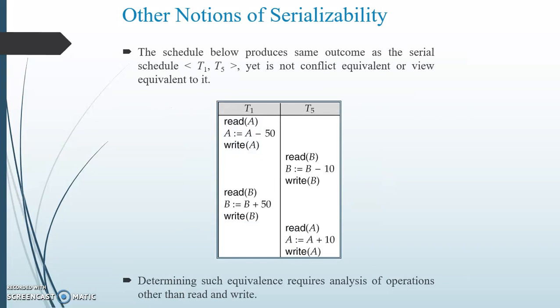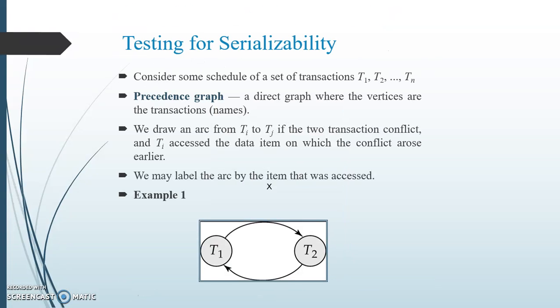The schedule below produces the same outcome as a serial schedule T1 T5, yet it is not conflict equivalent or view equivalent to it. Determining such equivalence requires analysis of operations other than read and write. Testing of serializability considers some schedule of a set of transactions T1, T2, ..., Tn. A precedence graph is used to test for serializability. It is a directed graph where the vertices are the transactions. We draw an arc from Ti to Tj if the two transactions conflict and Ti accessed the data item on which the conflict arose earlier. We may label the arc by the item that was accessed.